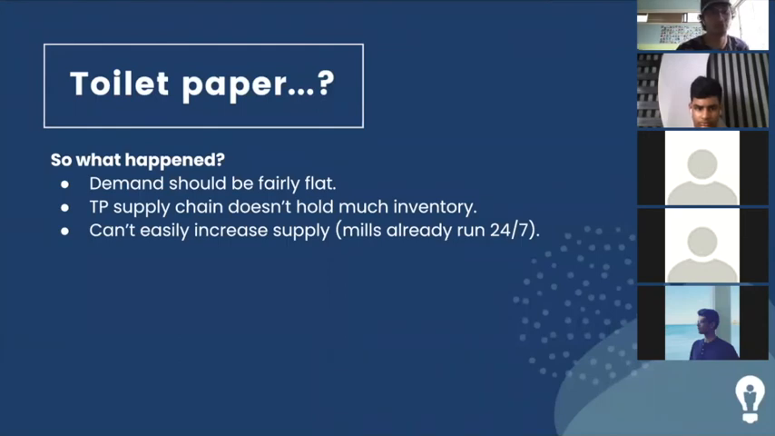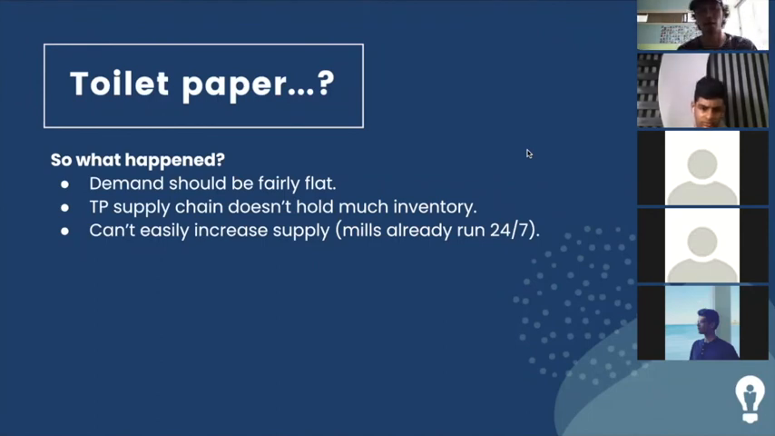So what happened here? Demand should be fairly flat, as I told you. It's not like people would go to washrooms more times a day. It's just that they wanted to have a good number of toilet papers at their homes, and the supply chain inventory doesn't hold too much.